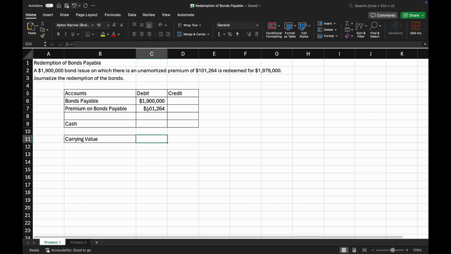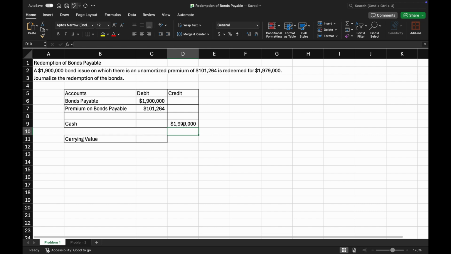Thirdly, cash. We know the amount the bond is being redeemed for is $1,979,000, so we know the corporation is using this much cash. Therefore, we can put the $1,979,000 as the credit to the cash account to show it is decreasing by the redemption price. So, $1,979,000.